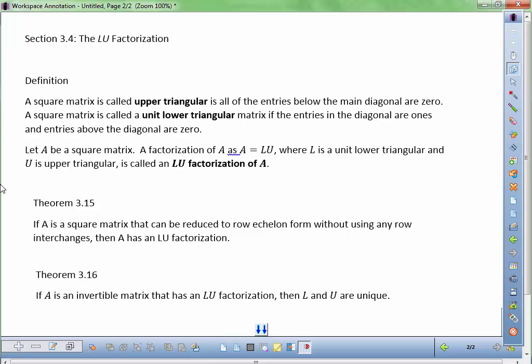Well, if you have huge matrices, 10 by 10, 100 by 100, and the LU factorization is an easy step to take, it might be good to have an LU factorization to be able to solve a system of linear equations. So that's one of the basic motivations that they give in doing this.